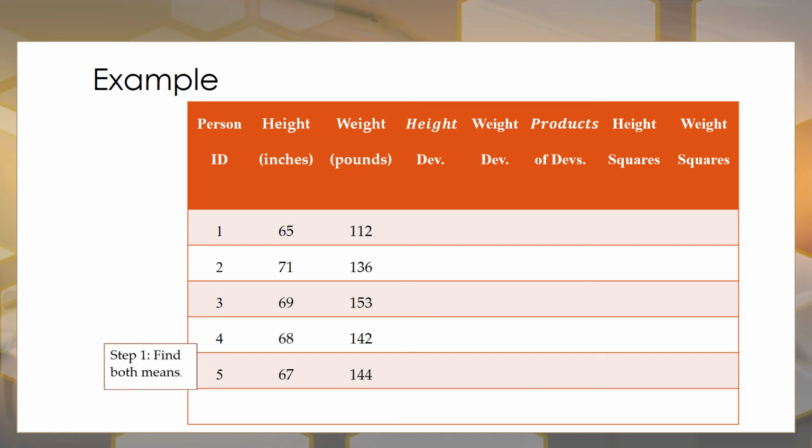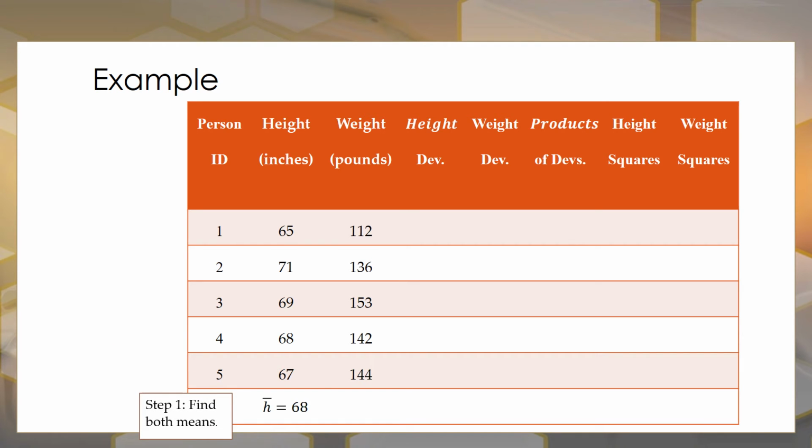So remember, the first step is to find the means for both variables. So we're going to have a height mean. So I'm going to use h for height instead of x, and you can use any letter you want. I'm using h because it's more informative to me. So we have a mean height of 68 inches, and we have a mean weight of 137.4. So you can stop the video and find that for yourself if you want to double check.